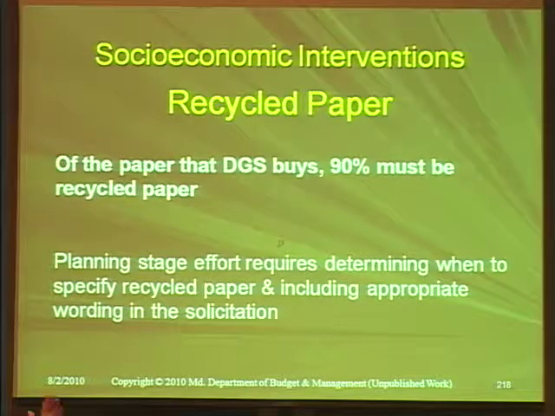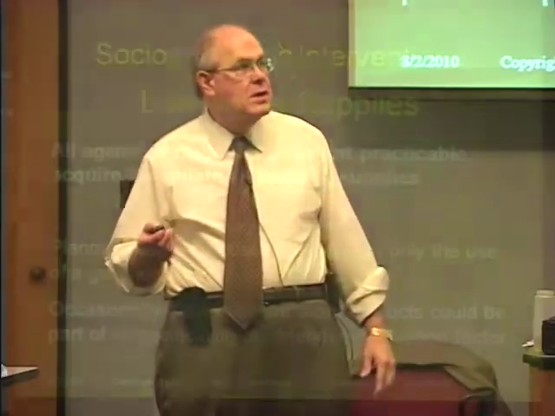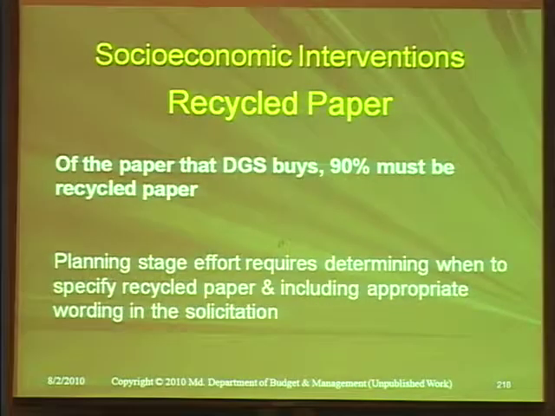Recycled paper. How many of you buy recycled paper? All right. Well, when you buy it, 90% of it is supposed to be recycled. 90% of paper that the state buys. No, it's not quite that. Now I'm going to get in a little bit of trouble for what I'm going to say right now, because there's a new green committee that I'm on. The 90% goal is a statewide goal. Virtually everybody in the state buys recycled paper.